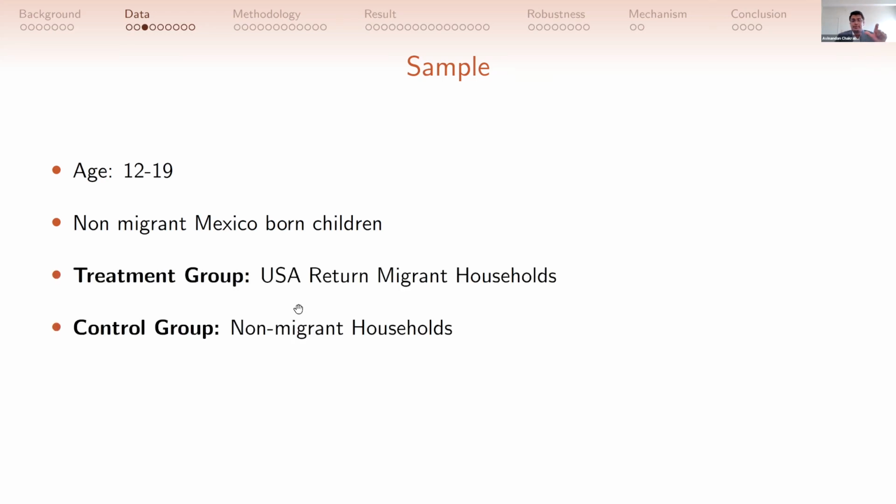And my treatment group is US return migrant households. So if anyone in the household has returned from the USA, and the control group is non-migrant households. And in both the treatment group and control group, I do not have any migrant in the household at present. So the basic difference between these two groups is that US return migrant households will have migration experience, and non-migrant households will not have any migration experience in anyone in the household.